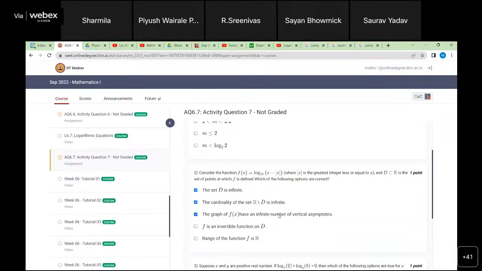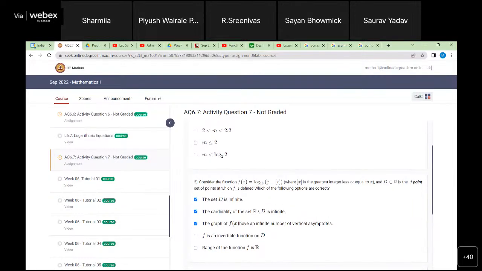Third option, why is it correct? For each value, you will get a different asymptote, right? So there will be an infinite number of asymptotes. That is also correct. So that's why I said in the beginning, just keep focus. Whatever the function is given in the logarithm function, that value should be greater than 0.